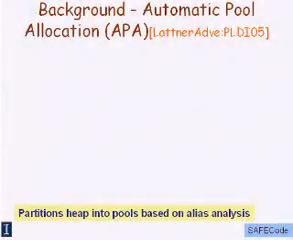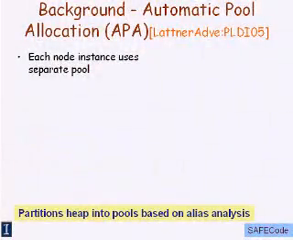And the way we are going to approach this problem is basically by making use of a previously developed compiler transformation called automatic pool allocation. Okay? And here is a one slide background on automatic pool allocation. This was developed earlier in our group by Chris Lattner and Vikram Adve, and it appeared in PLDI 05. And essentially what it does is partition the heap of the program into pools based on alias analysis. Okay? Each node in the alias analysis graph is going to use a separate pool of memory.